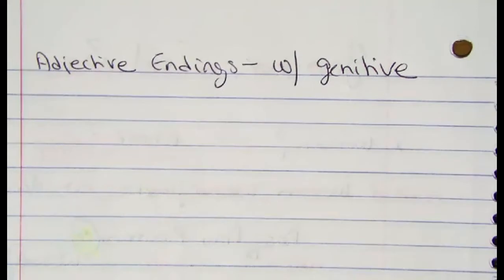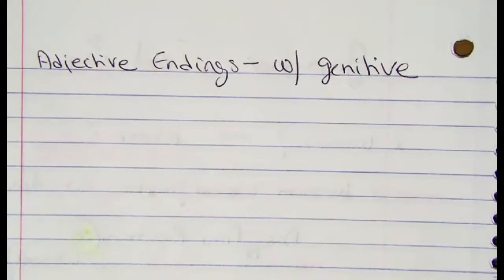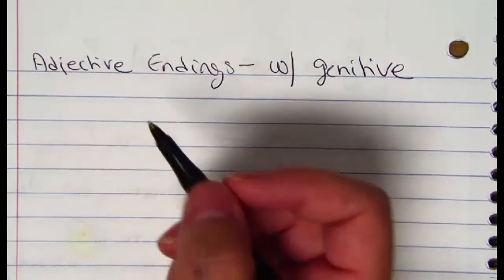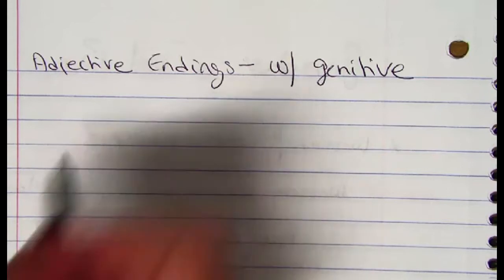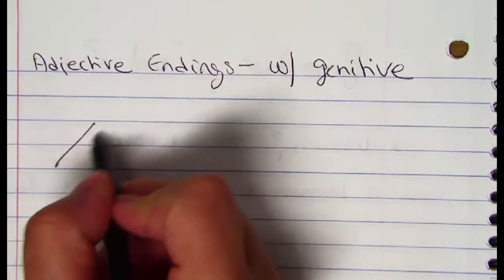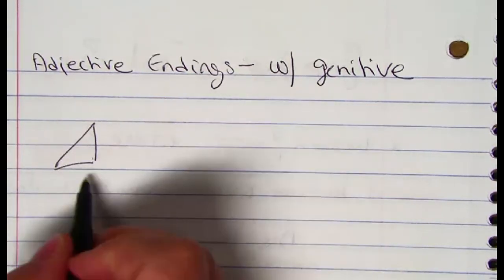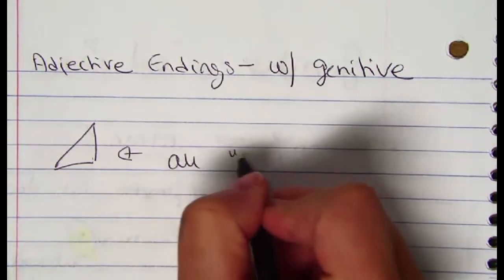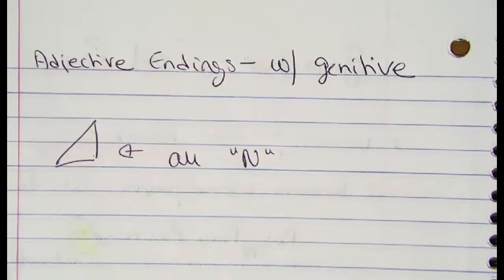Okay, the very last thing that we need to look at are the adjective endings for the genitive case. Now, these are actually really, really easy. If you look at the case chart really quick, you will see that the secondary endings, so that's the bottom triangle on the case chart each time, those secondary endings, they are all ends. Okay, every single one of those is an end.